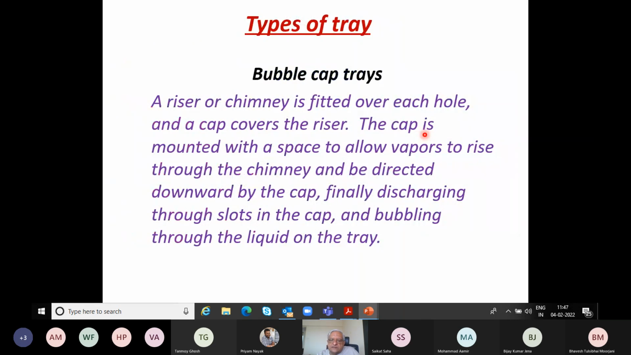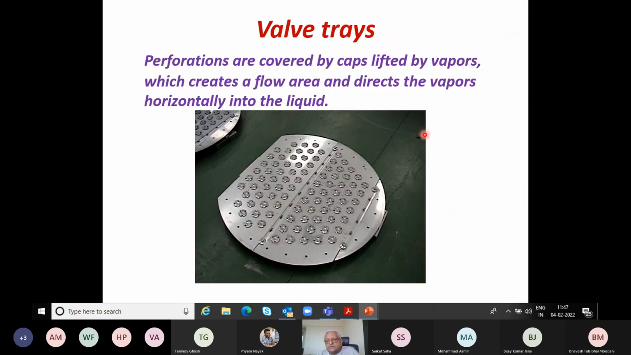So, coming on to the type of internals, the bubble cap is a good device. It actually is a very good vapor liquid contacting device, but it has a higher delta P. So people came up with another design. This is a valve tray. What is the valve tray?